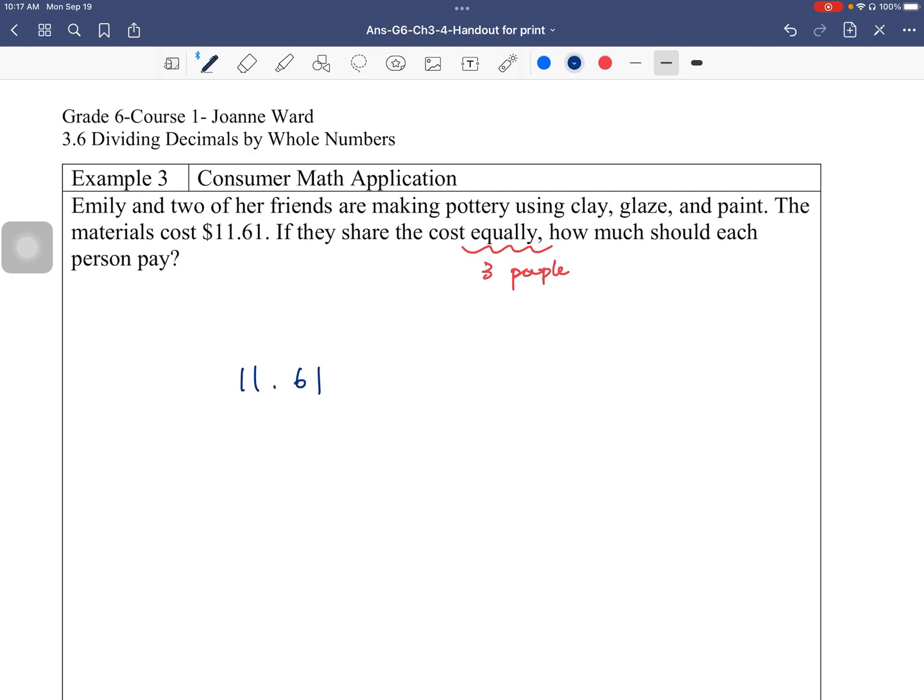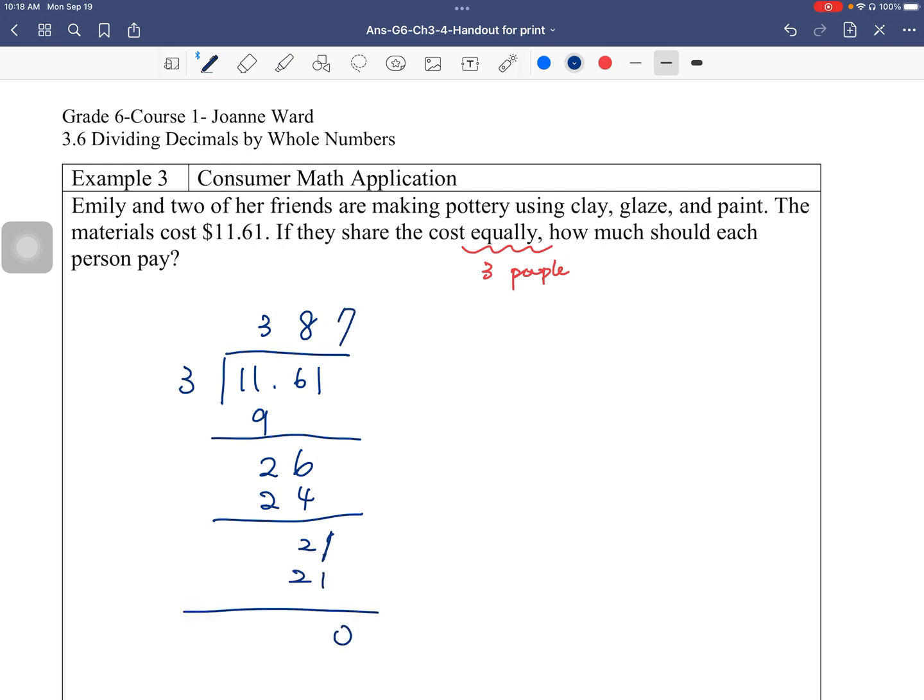So 11.61 divided by 3 people. So 3 times 3 is 9, 26, 8 times 3 is 24, 21, 7 times 3 is 21. So place the decimal point directly on top of it. So the answer is 3.87.